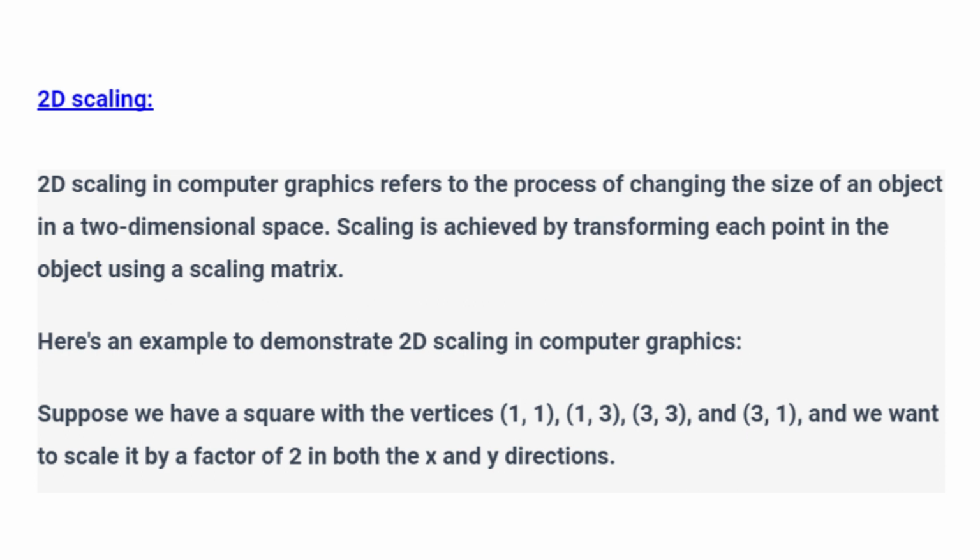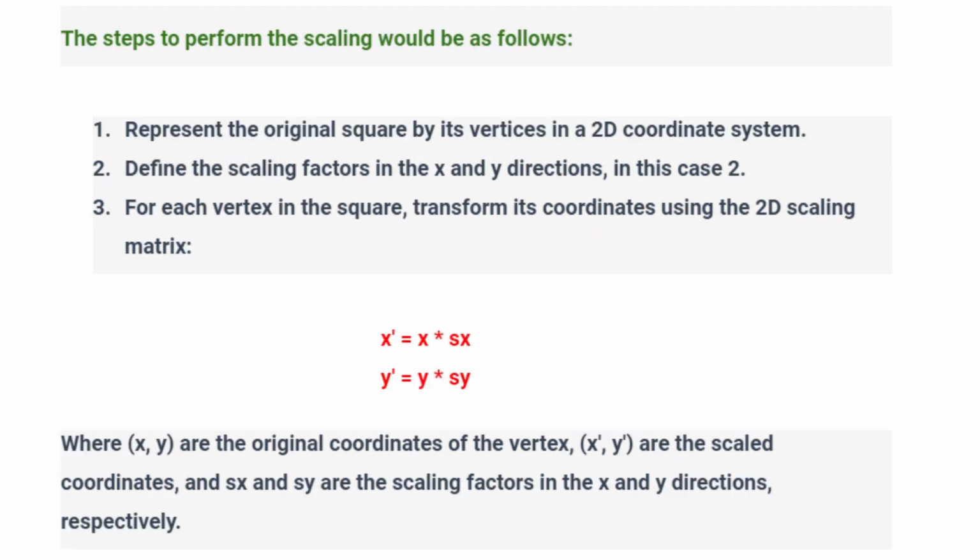Suppose we have a square with the vertices (1,1), (1,3), (3,3), and (3,1), and we want to scale it by a factor of 2 in both the x and y directions. The steps to perform the scaling would be as follows. Represent the original square by its vertices in a 2D coordinate system. Define the scaling factors in the x and y directions, in this case 2.